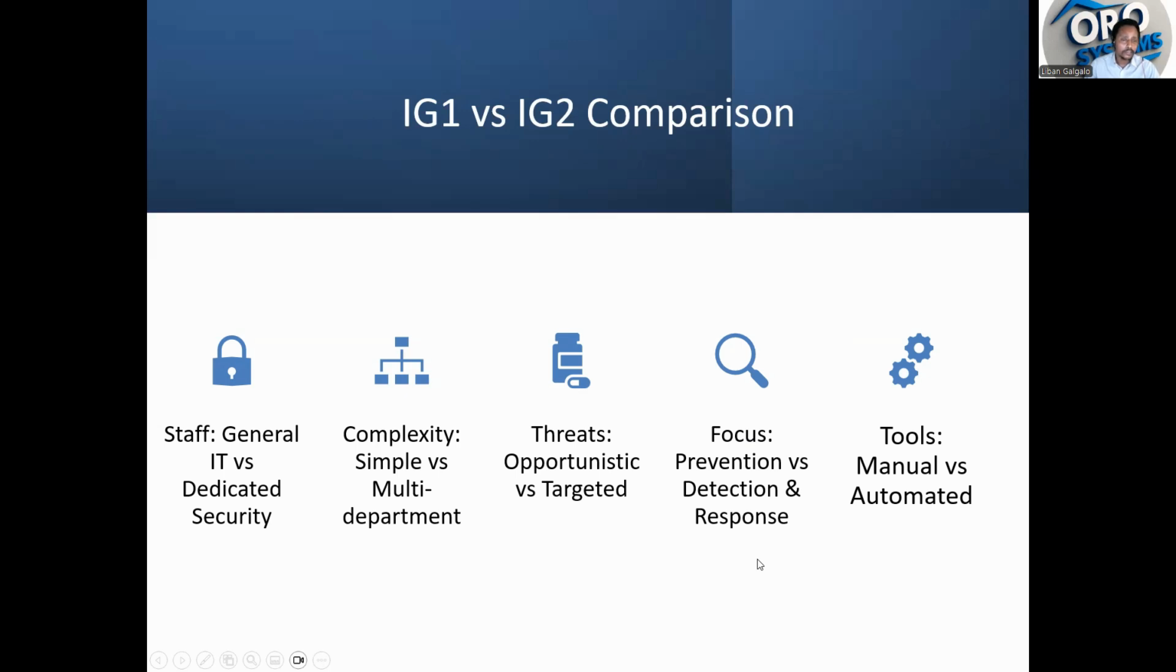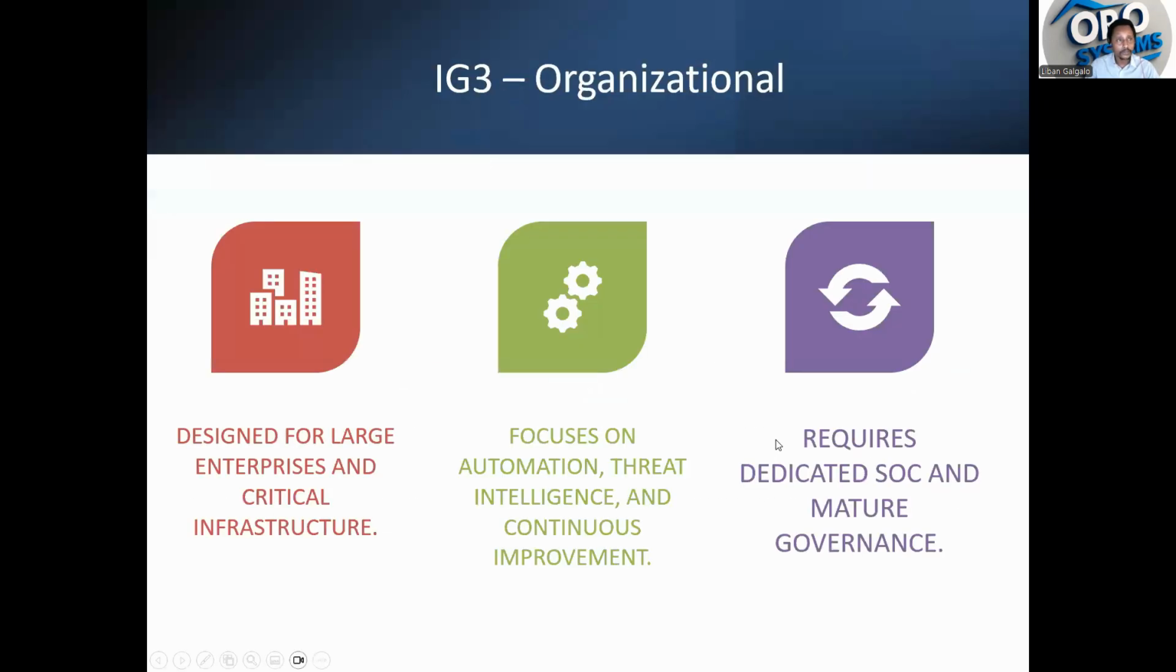They focus on prevention versus detection and response. So that's more what the IG2 focuses on. They can respond, but in IG1, it's more just prevent everything. If there's some issue that happens, maybe they have to reach out to a third party or some other organization. They don't have their own dedicated IT team. Tools, manual versus automated, because IG1 is not that advanced. IG2 is more advanced than IG1.